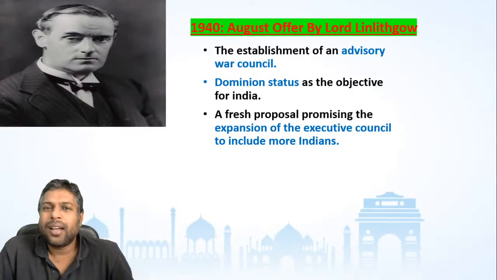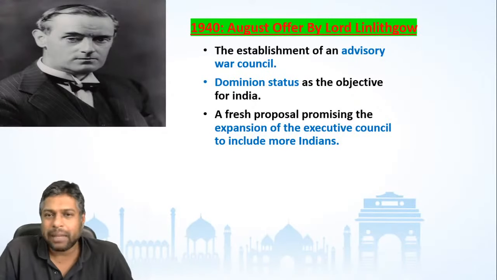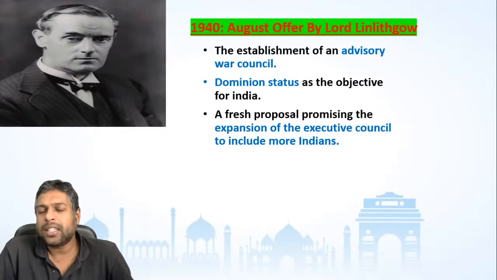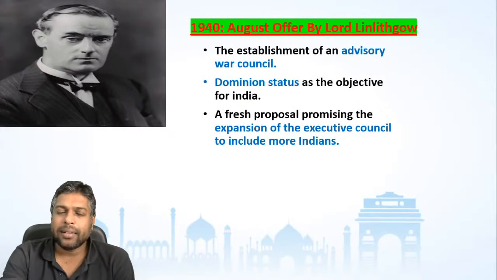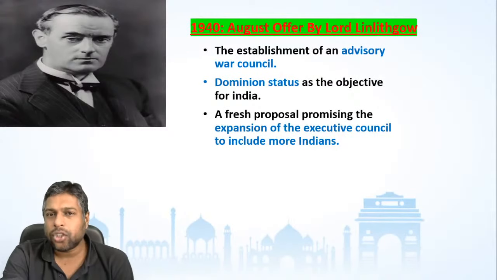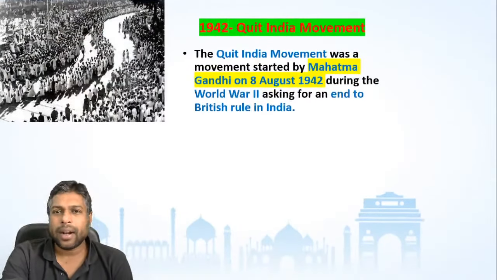August Offer: the Advisory War Council and Dominion status for the first time. Dominion status means that there will be a certain degree of autonomy that the Indian territory will ultimately enjoy, and this happened in 1940.